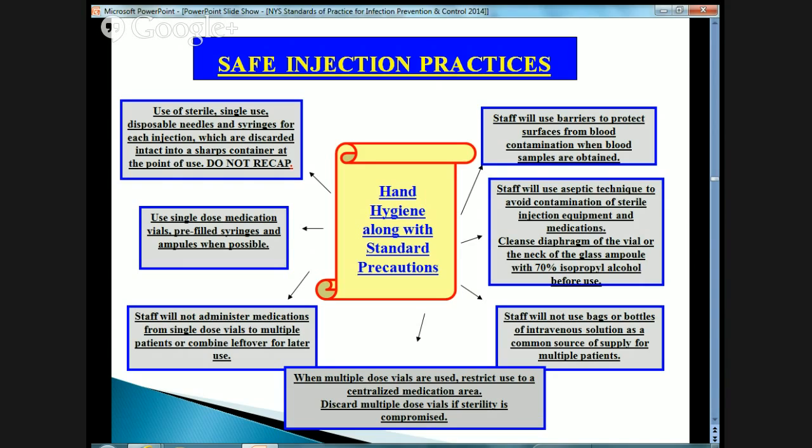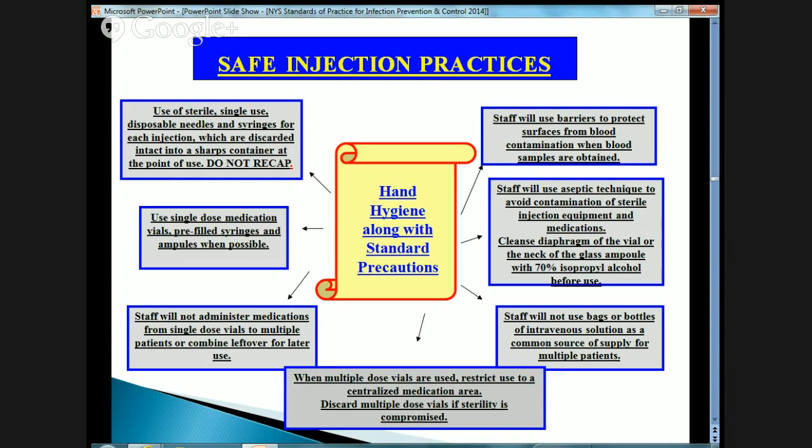Staff use aseptic technique to avoid contamination of sterile injection equipment and medication. Cleanse the diaphragm or the neck of the glass ampule with 70% alcohol before use, because if that's been out in the air, it could be contaminated very easily. Staff will not use bags or bottles of IV solution as a common source of supply for multiple patients. In the good old days, we used to put a 500 mL bag of saline up to flush. Now we have individual ones for that one reason: somebody could have contaminated that bag and you wouldn't know it.